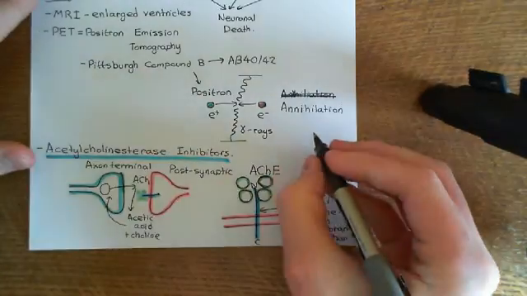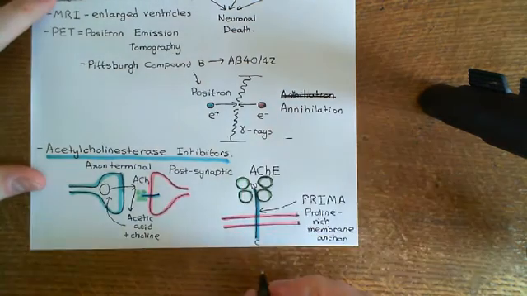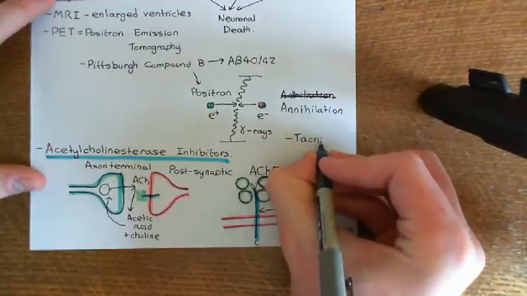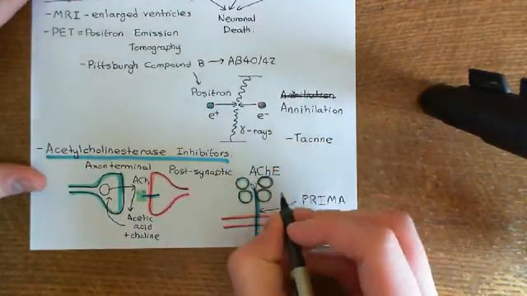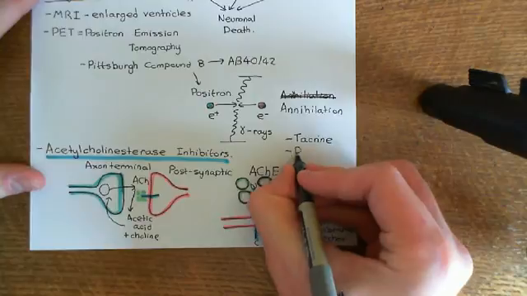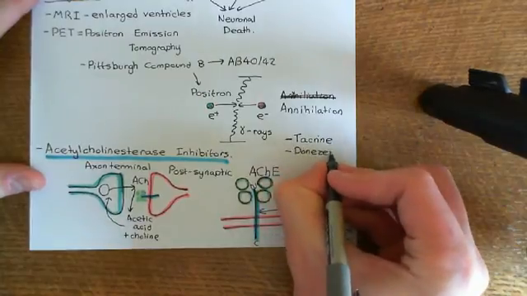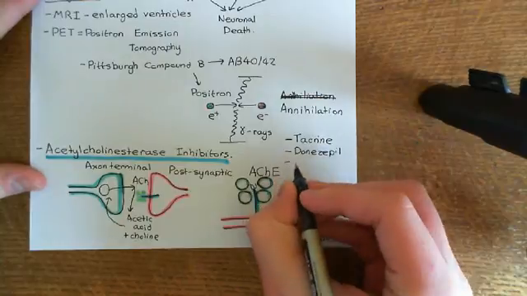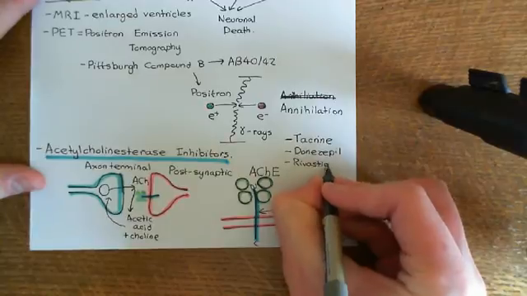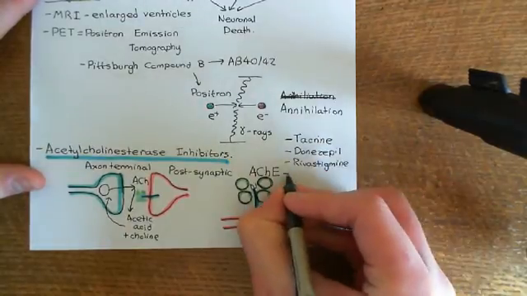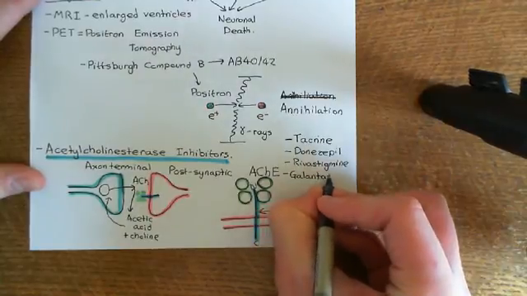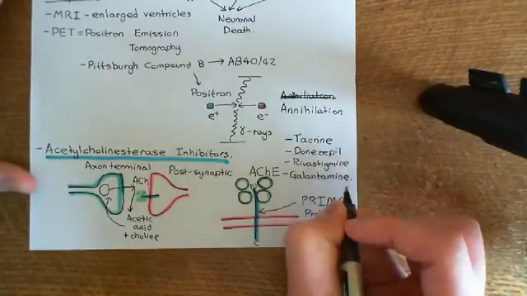Okay, right, so let me give you some examples of acetylcholinesterase inhibitors which are used in Alzheimer's disease. So an old one was tacrine. Tacrine isn't really used anymore because of its severe side effects. Some nicer and newer ones that have less side effects are donepezil, and then also rivastigmine, and then finally galantamine. So tacrine, donepezil, rivastigmine, and galantamine are all examples of acetylcholinesterase inhibitors which have been used to treat Alzheimer's disease.